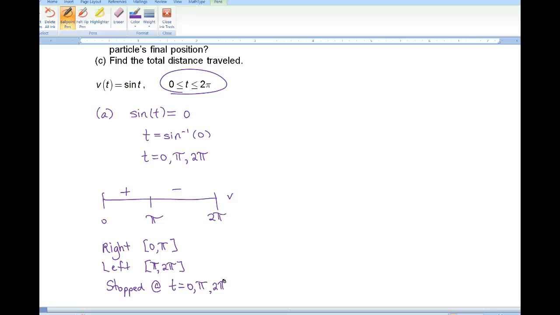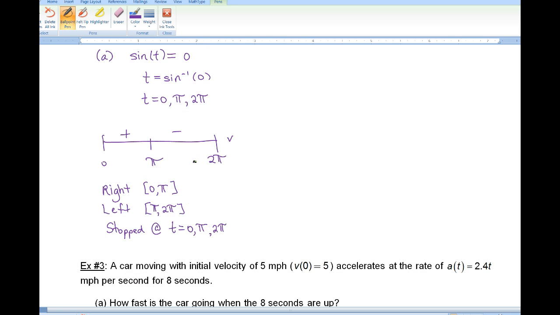Do you have a question, Carmel? Can you just reiterate how you find the stops? It's just where it's equal to 0. Oh, like where the velocity is 0, okay, because we set the velocity to 0, right? Yeah, that's where the velocity is 0. Okay, makes sense. Okay, for B, how do we find displacement again?